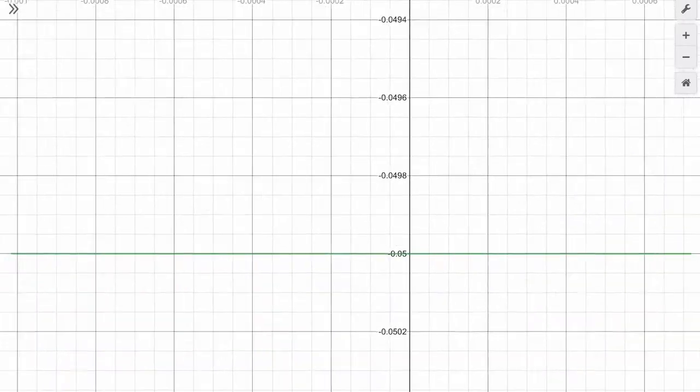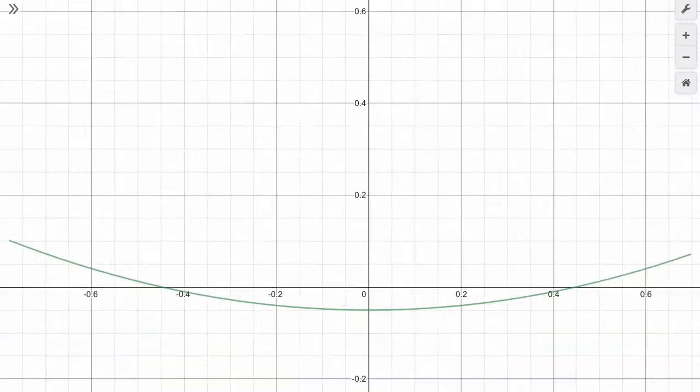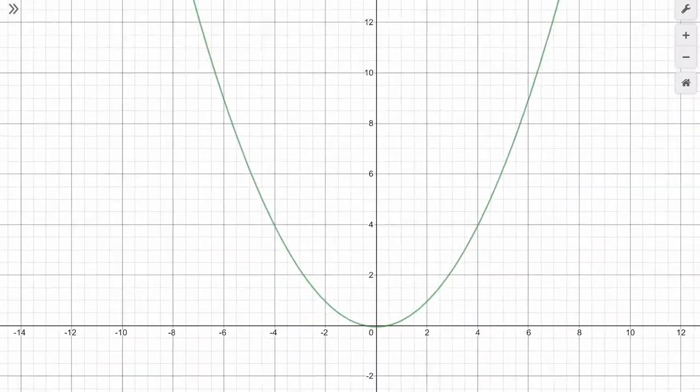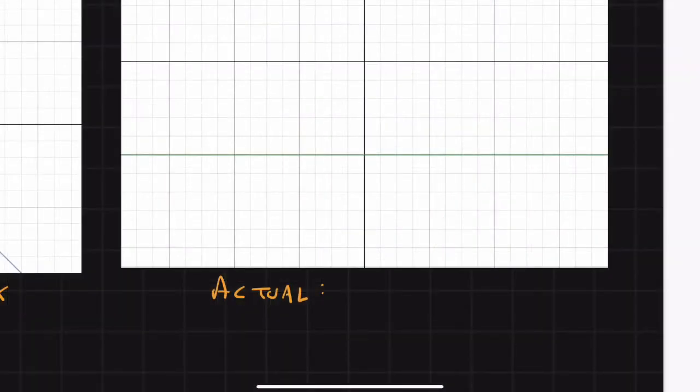Finally, we have this green line that looked like the equation of y equals negative 5. Turning on the axis numbers, we can actually see that this green line passes through y equals negative 0.05. And as we zoom out, that green line starts to look more and more curved. And if we zoom out far enough, we can actually tell that that green curve is the shape of a parabola. The equation of this green curve is actually y is equal to 0.25 x squared minus 0.05.